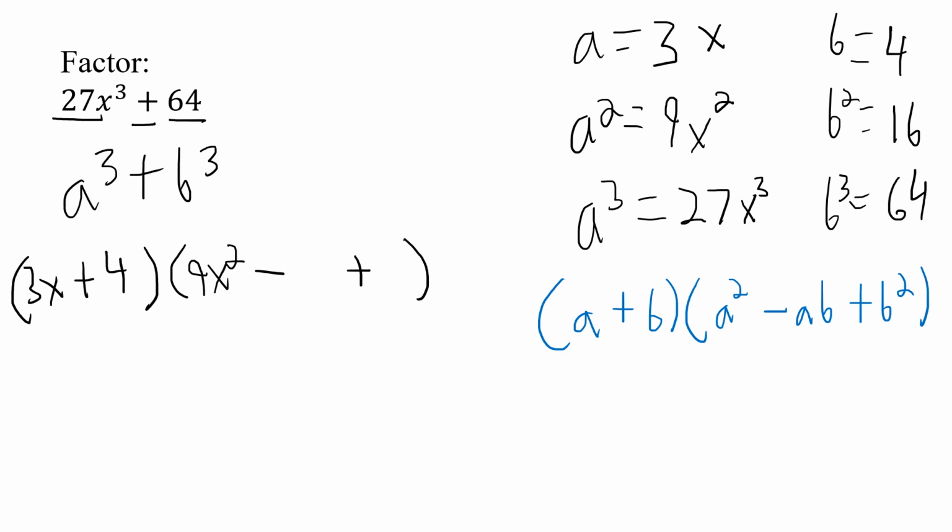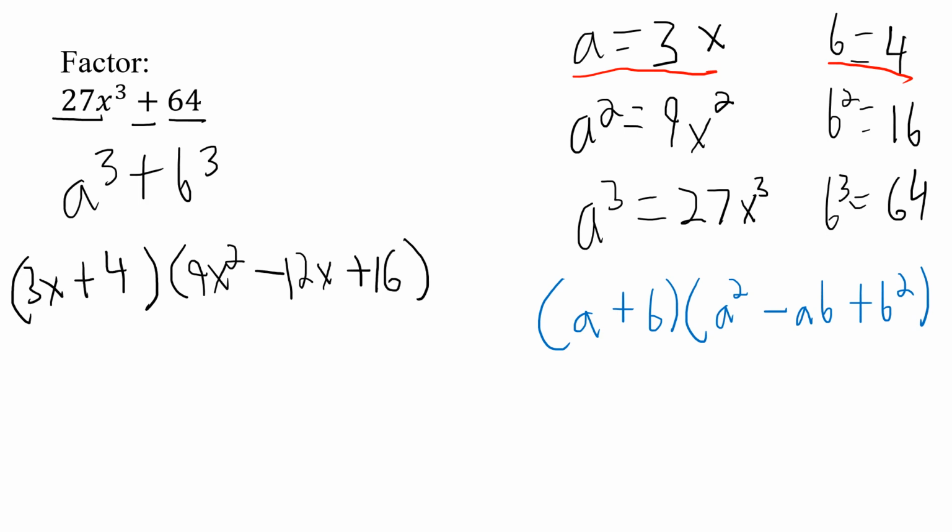AB, well, AB is just going to be this times this. A times B. So what's 3 times 4? 3 times 4 is 12. And there's an x with the 3, so we got to attach an x here. Finally, we have b squared, which we said was 16.